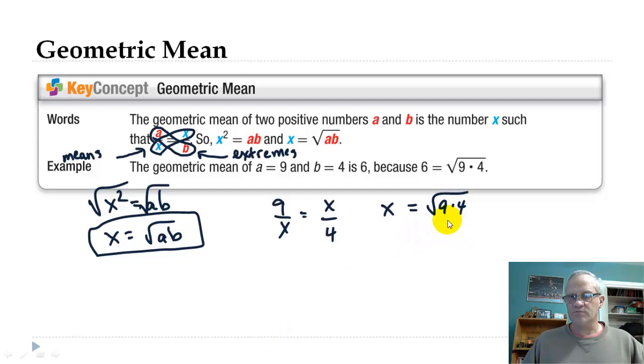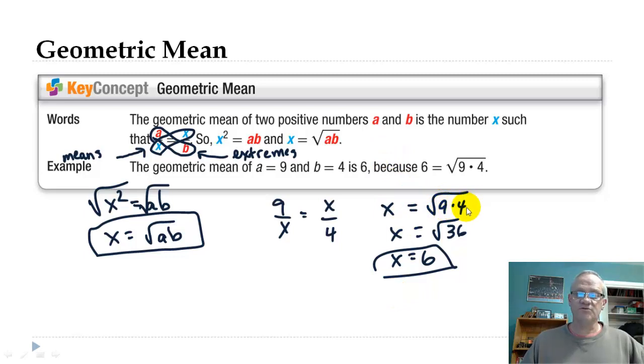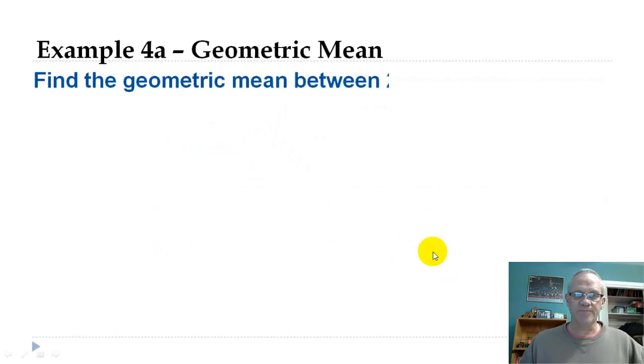Well, what's 9 times 4? 36. So I have the square root of 36, which just simplifies down to 6. You also could have taken the square root of 9 by itself to be 3, and the square root of 4 to be 2, and then 2 times 3 is 6. Let's look at an example.